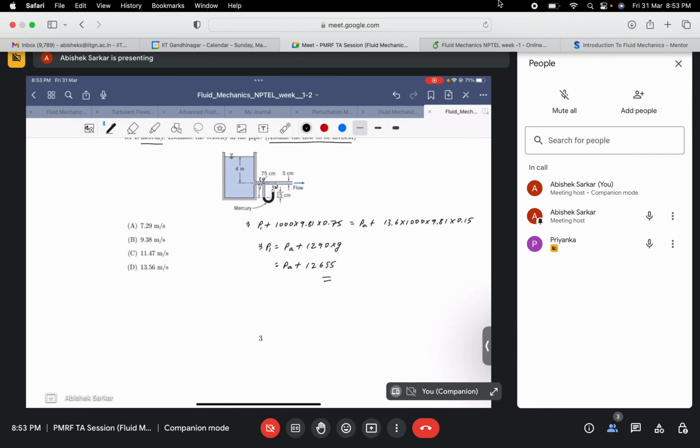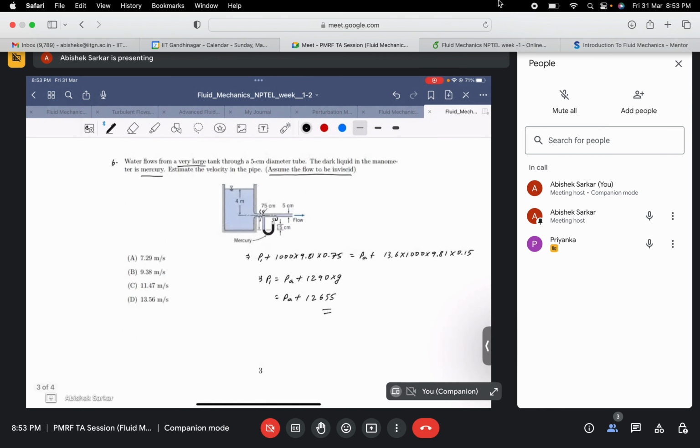Then I applied Bernoulli's equation at the open end of the flow where flow is taking place. Say it is point 3. So you write Bernoulli's equation: P3 by rho g plus V3 square by 2g plus Z3 equals P1 by rho g plus V1 square by 2g plus Z1. Okay, so what are the approximations that you have taken?